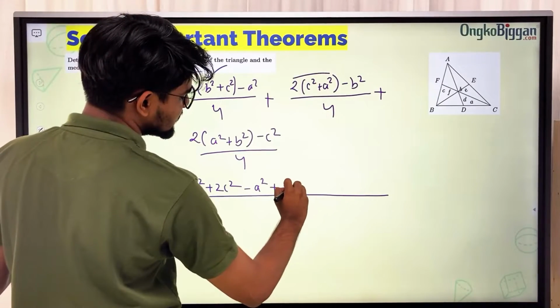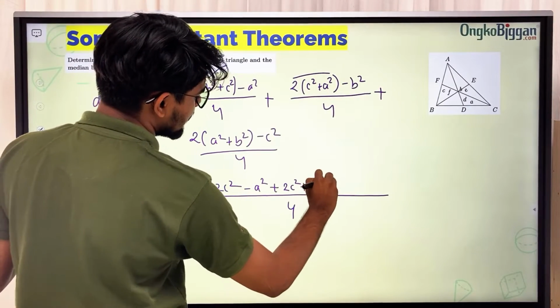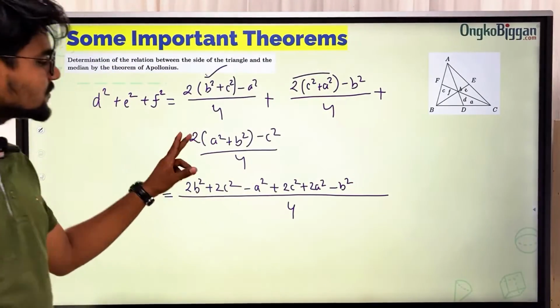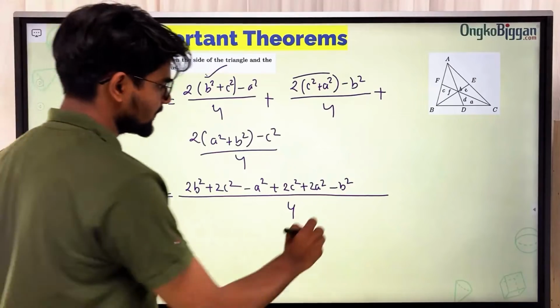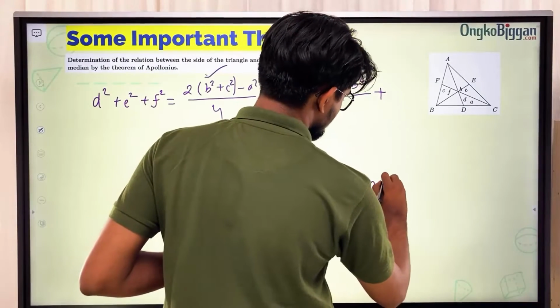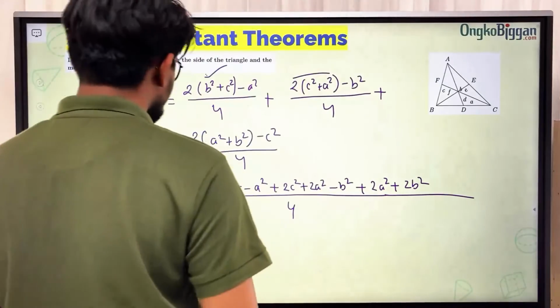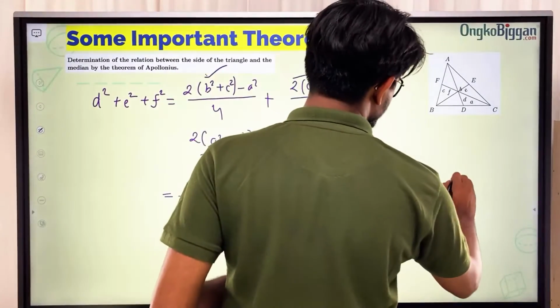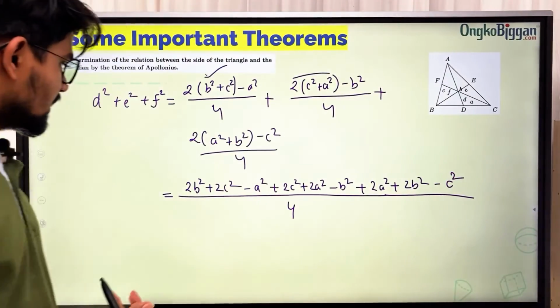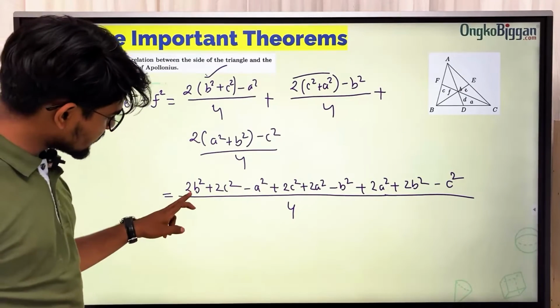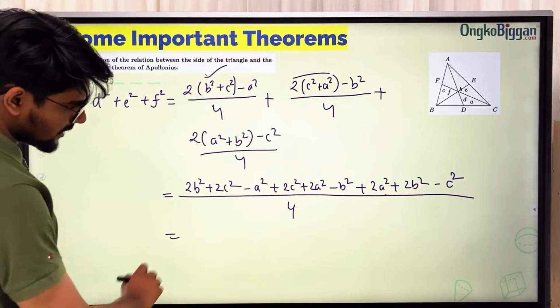plus again expanding these two, 2c square plus 2a square minus b square, plus 2 into a square plus 2 into b square, plus 2 into a square plus 2 into b square. Okay, and then finally minus c square. Now see what we can cancel out from here. We get, let me shorten them first.